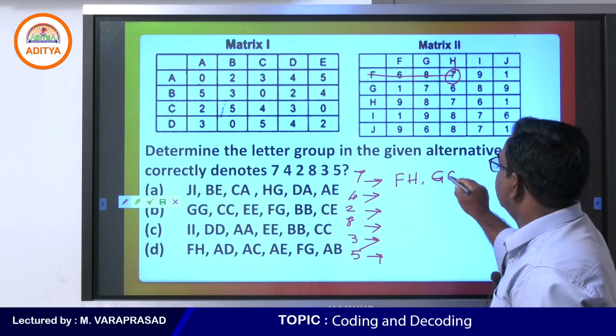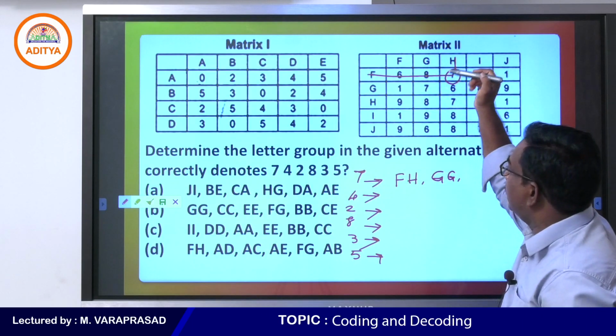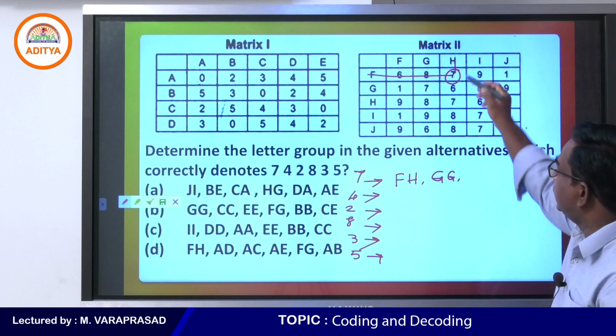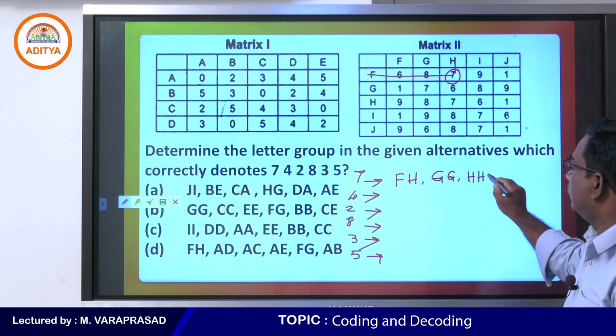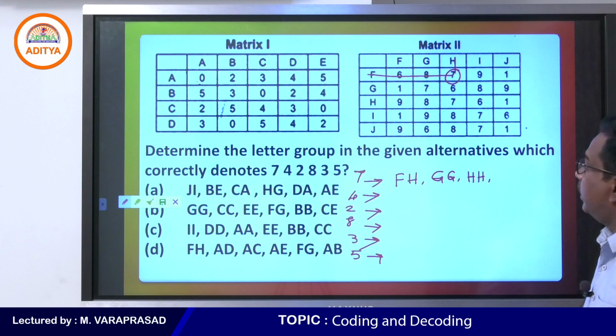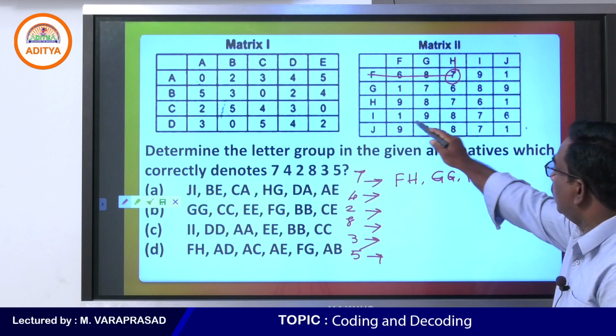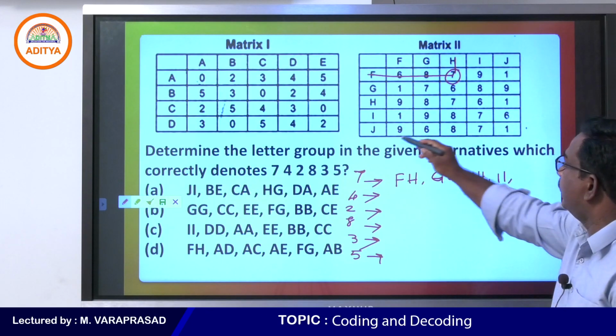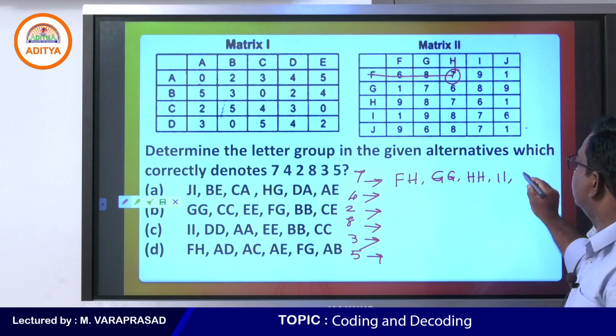7 can also be written as GG, and HH. Next one, if you take here, I. Next one, 7 as JI also we can write.